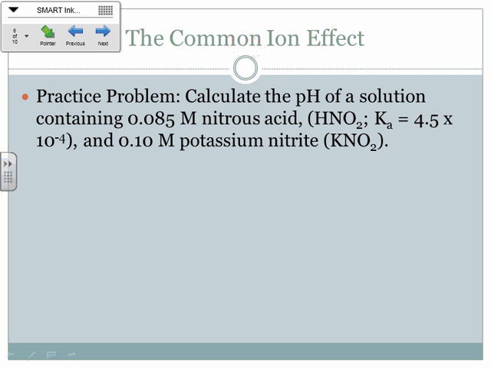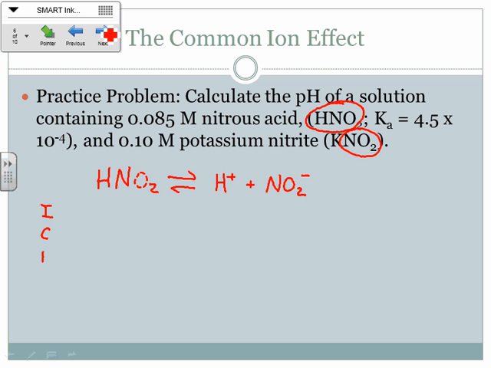Calculate the pH of a solution containing 0.085 molar nitrous acid and 0.10 molar potassium nitrite. Okay, this one's not quite as nice because the numbers aren't exactly the same. So what we'd have to do, again, same basic idea here. We need to figure out the relevant equilibrium. And the relevant equilibrium is going to include HNO2 and the NO2 minus. All right, so if I write the equation for the dissociation of HNO2, that's going to give me both of those species in the reaction, okay?